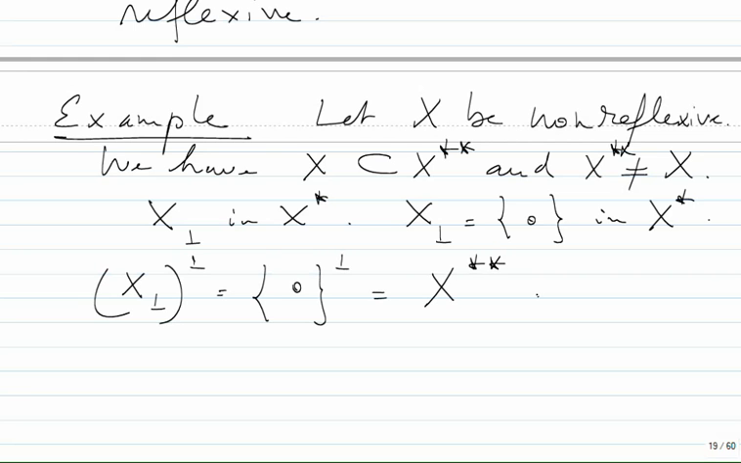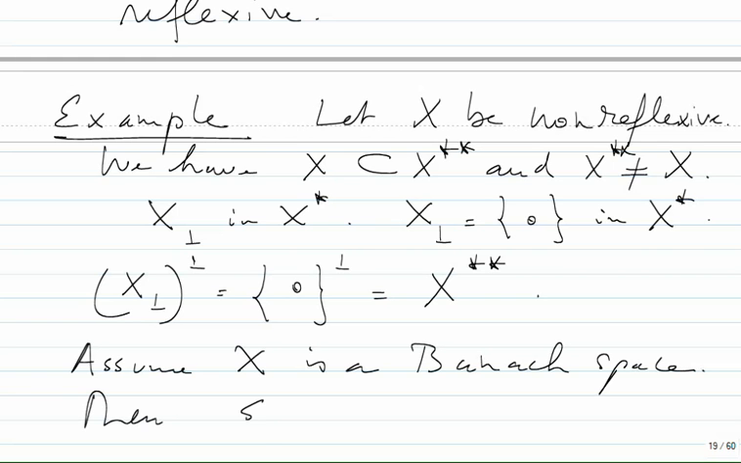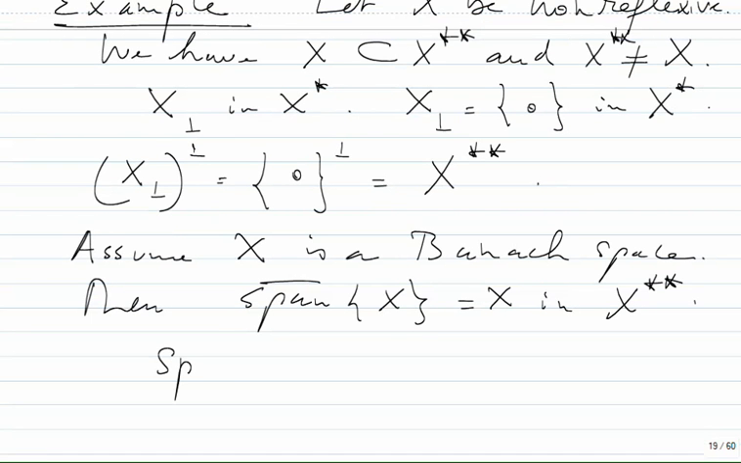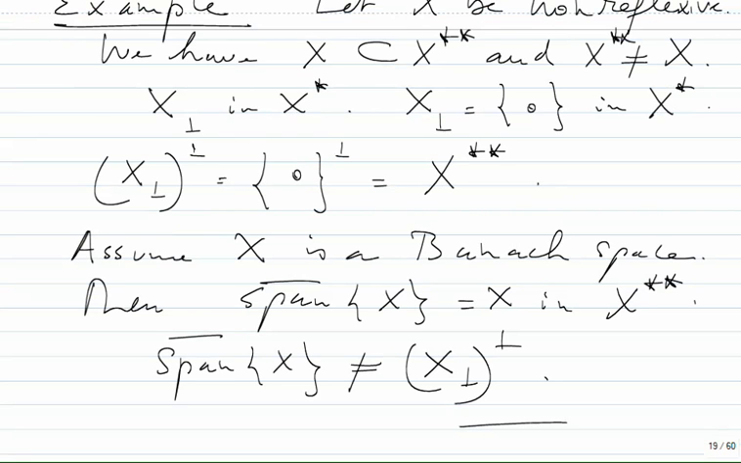Great. But X is a closed subspace of X double star, since it's a Banach space. Sorry, I forgot, we have to assume that X is a Banach space. Then the span closure of X is X in X double star. So here is an example where the span closure of X is different from X orthogonal. Any Banach space which is not reflexive will lead to an example of this. So the previous theorem is not valid all the time.